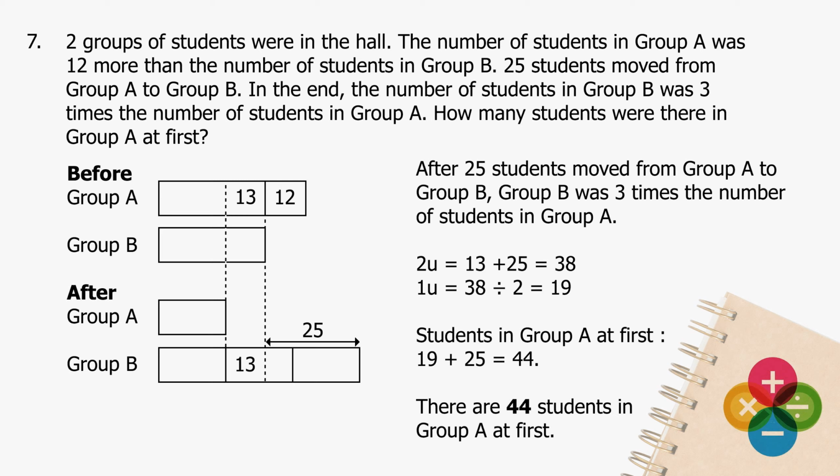After 25 students moved from Group A to Group B, Group B was 3 times the number of students in Group A. 2 units will be, add 13 to 25, and the sum is 38. 1 unit will be, divide 38 by 2, and the quotient is 19. The number of students in Group A at first will be, add 19 to 25, and the sum is 44. There are 44 students in Group A at first.